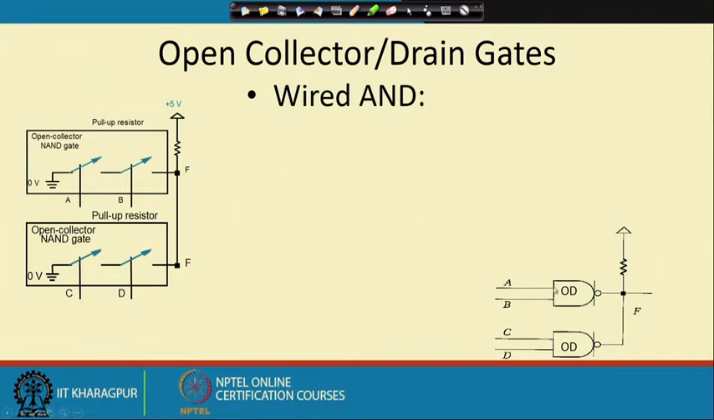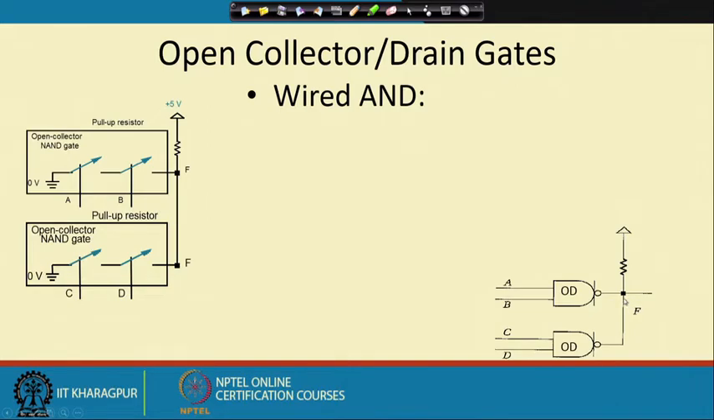So, you can see pictorially that the individual gates that I have are actually open drain NAND gates. This is an open drain NAND gate and this is another open drain NAND gate. They are connected together, and then we connect via this external resistor and pull it up to high. So, that way it is going to F.